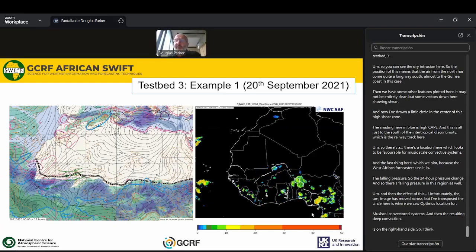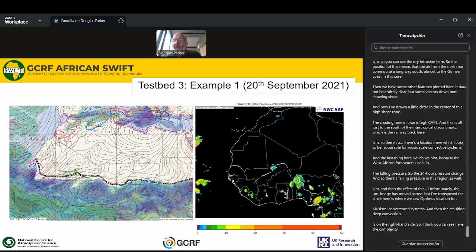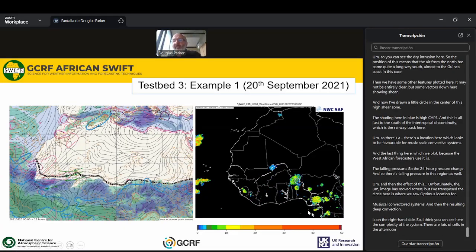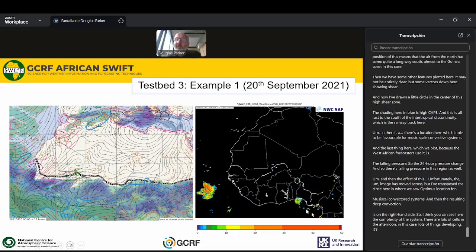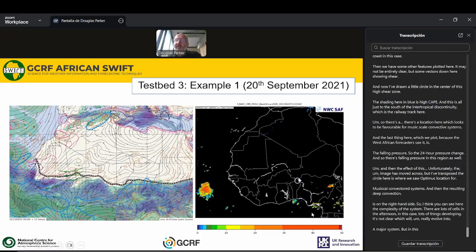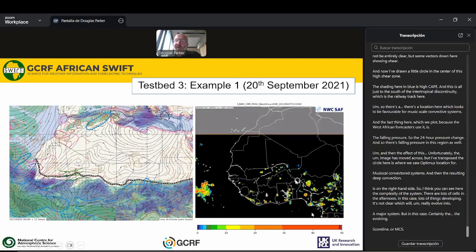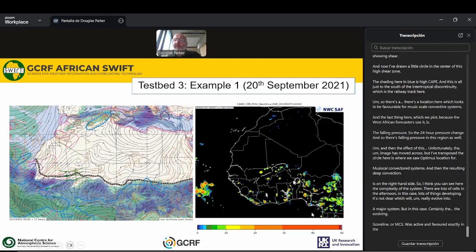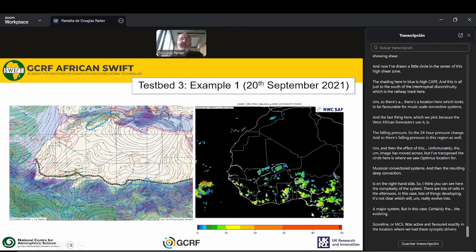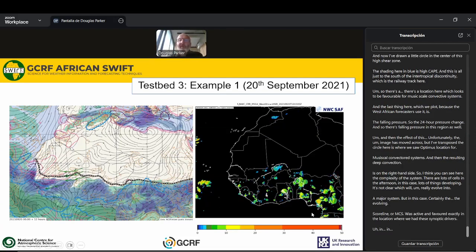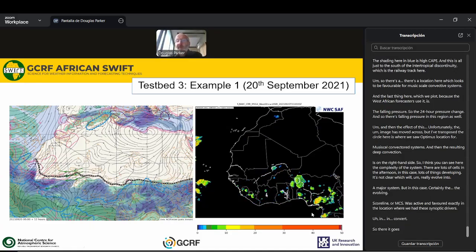So I think you can see here the complexity of the system. There are lots of cells in the afternoon, in this case, lots of things developing. It's not clear which will really evolve into a major system. But in this case, certainly the evolving squall line or MCS was active and favored exactly in the location where we had these synoptic drivers in concert. So there it goes.